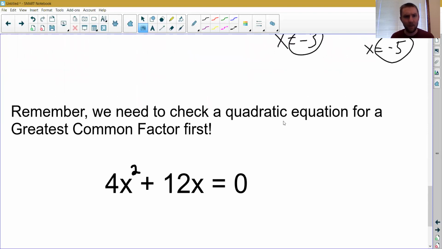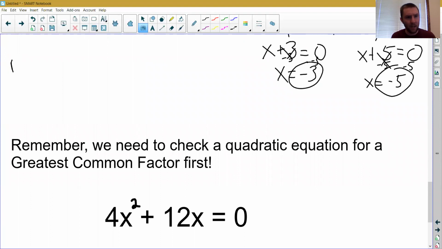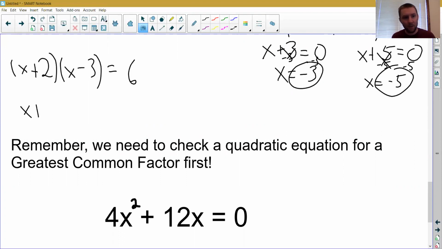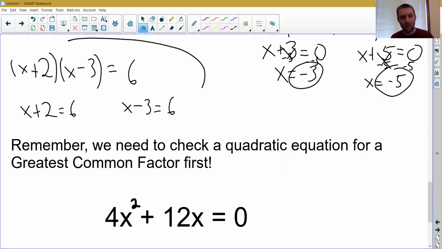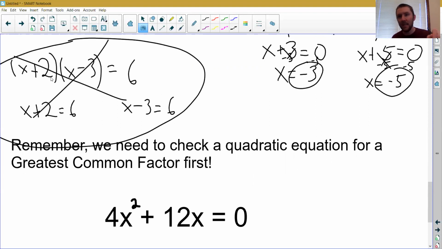Okay, and what I mean by that is this. If I just go back up here for just a second, if I had something like this, x plus 2 times x minus 3 equals 6, it does not work to set x plus 2 equal to 6 and x minus 3 equal to 6. Okay, this right here, you guys, does not work. You can't do that. It has to be equal to 0 in order for the zero product property to work and in order for us to set up those two equations, okay?